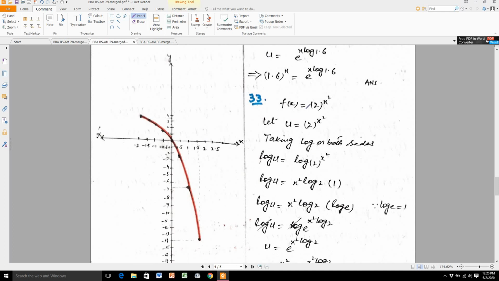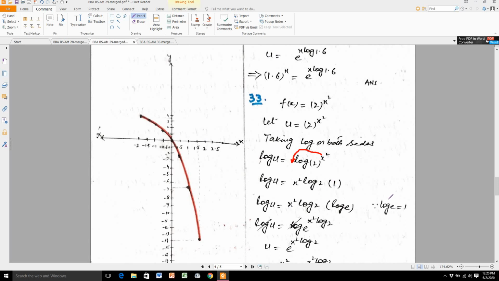Question number 33, f of x is equal to 2 raised to the power x square. Again I let u is equal to 2 raised to the power x square. Then I take log on both sides. Here you see that log u is equal to log of 2 raised to the power x square. Again by using the property of log, this x square comes first. So I am writing here log u is equal to x square log 2, and then in front of log 2 I write 1.